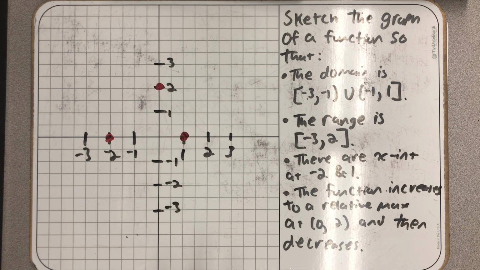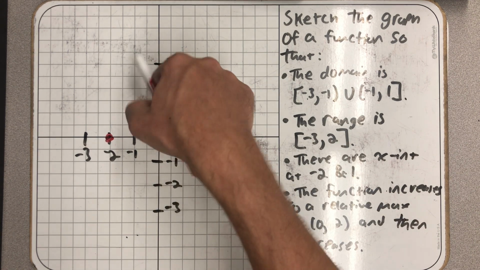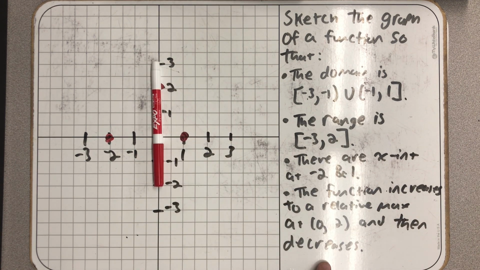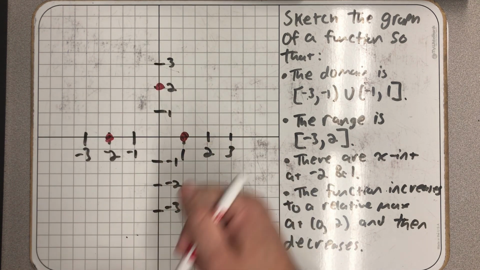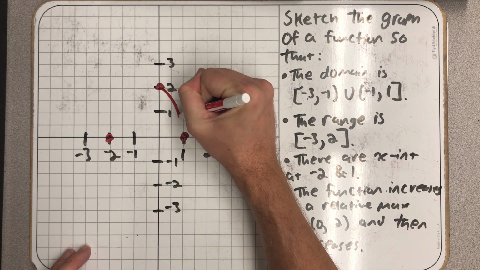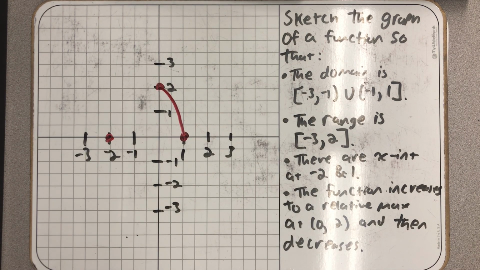After I have those points plotted, I can look at the other requirements and figure out what's going on. I know my range is supposed to include all the values from -3 to 2. My relative maximum's right here. If I look at this last requirement, I'm supposed to increase until that moment and then decrease after that. So this side's pretty well spoken for, right? My function is going to decrease until it gets to that x-intercept.